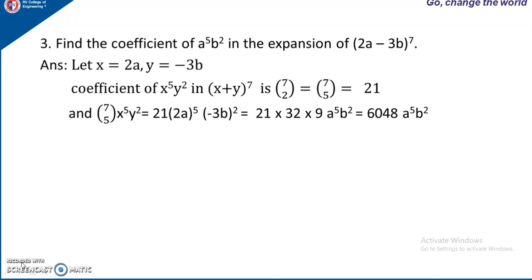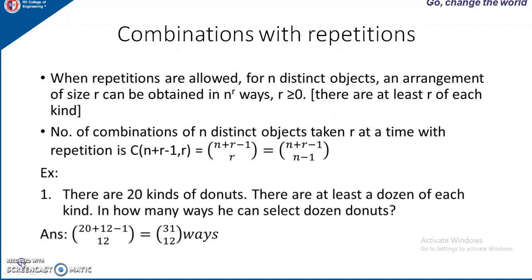And 7 choose 5 times x^5 y^2 is nothing but 21 times x, which is 2a raised to 5, times y, which is minus 3b raised to 2, which is equal to 21 times 32 times 9, a^5 b^2. So the answer will be 6048.